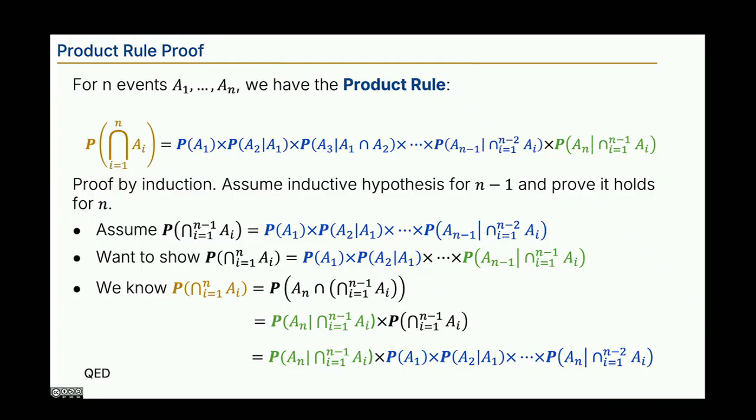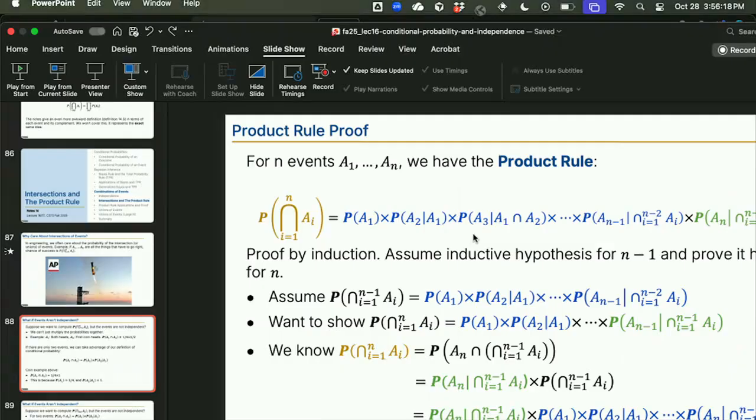Yeah? Why are we taking the a(n-1) event and not the a(n) event? Let's see. We want to show. I think there's a typo. Where's the? Oh, this right here. Yeah, that's a typo. That's just something I missed last year.